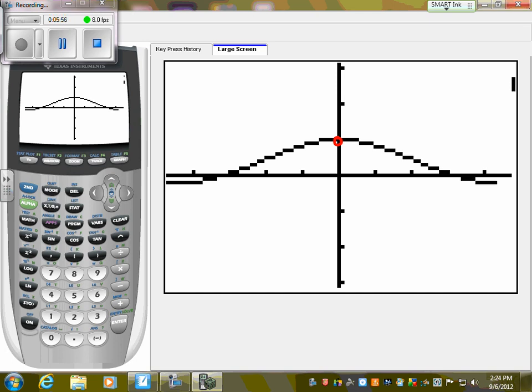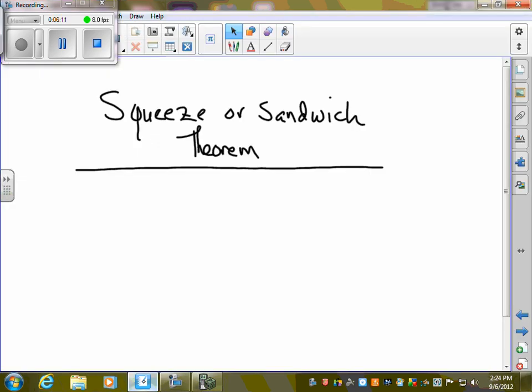And you'll see that it appears that the hole is at 0, 1. Okay? So we're going to look at how can I prove that it actually is at 0, 1, which is where the hole is. All right, so here's what the squeeze theorem is going to say.